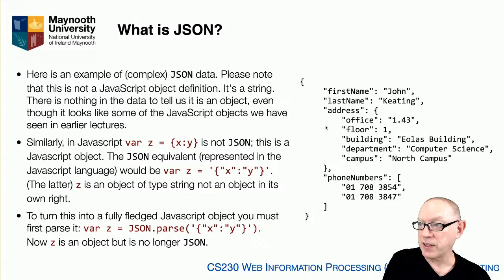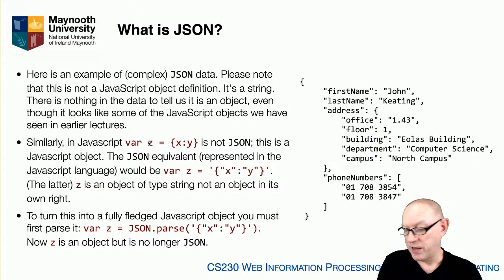It really is just a string. It's not a JavaScript object definition. It's just a string. There's nothing to tell us it's an object, even though it looks like an object, like we've seen already. If you look at JavaScript, var z is assigned the value of x colon y. That is not JSON. That's an actual object.